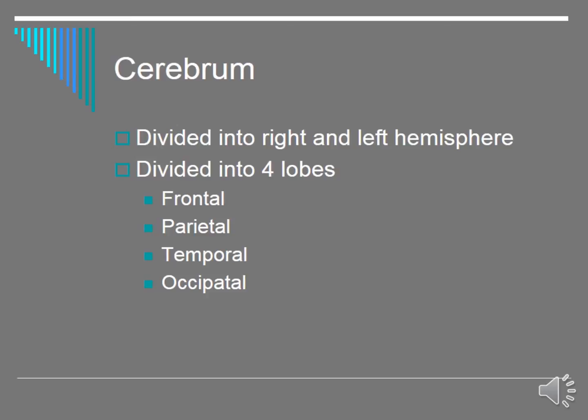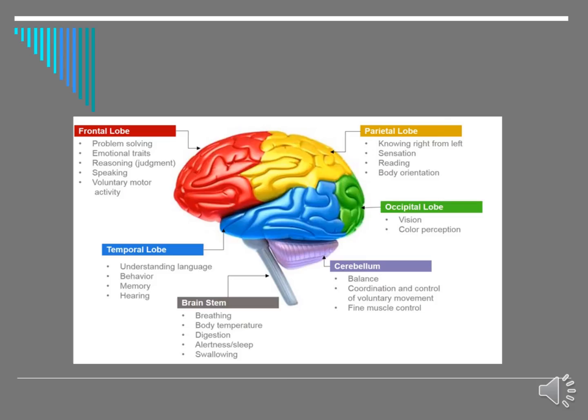Again, the largest portion of the brain is divided into a right and a left hemisphere and divided into 4 different lobes. You have the frontal lobe, the parietal lobes, temporal lobes, and occipital lobe. And this picture shows exactly what's going on in each area of the brain.